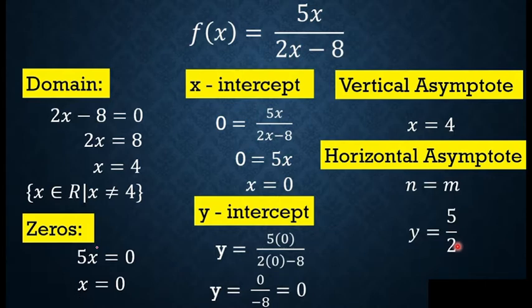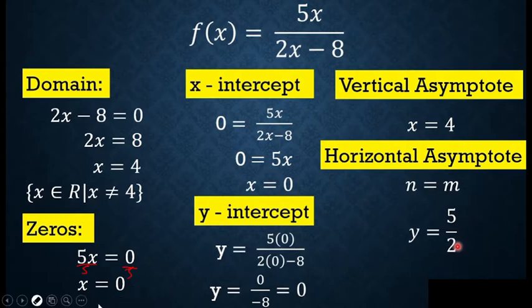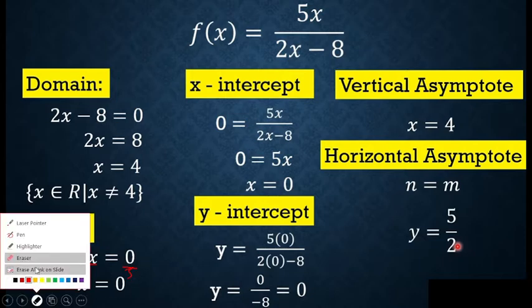In the zeros naman, so, you need to equate lang po yung 5x equals to 0. Okay, kunin nyo lang yung numerator natin. 5x equals to 0. Then, divided by 5 in order to get the value of our x. Okay. So, 5x divided by 5 equals to 0 divided by 5. Okay, 0 po.